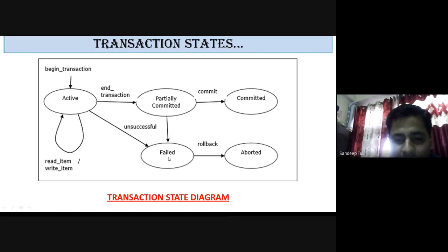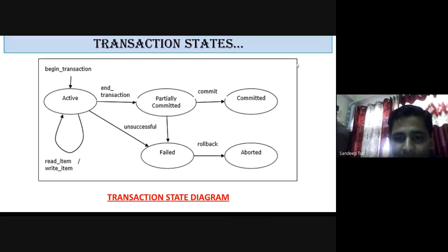So after failing, it needs to be aborted. And now suppose after the partially committed state, the last statement that was there in the transaction, the commit statement, is successfully executed, then the whole transaction will be committed. It means now the final changes have been made to the disk, and now the transaction cannot be rolled back. So that was the durability property. Once the transaction has successfully completed, then it must not be rolled back, it must not be cancelled.